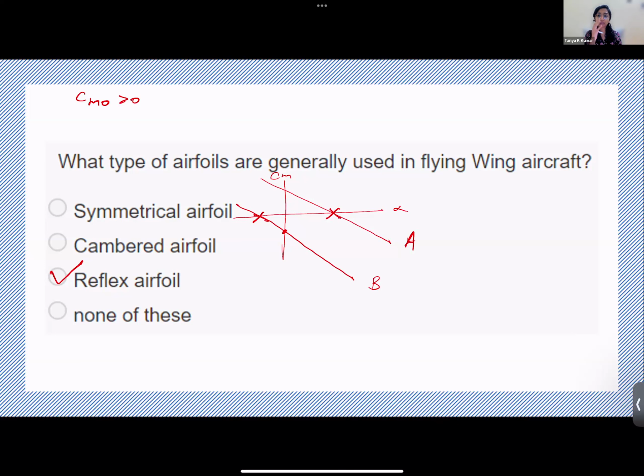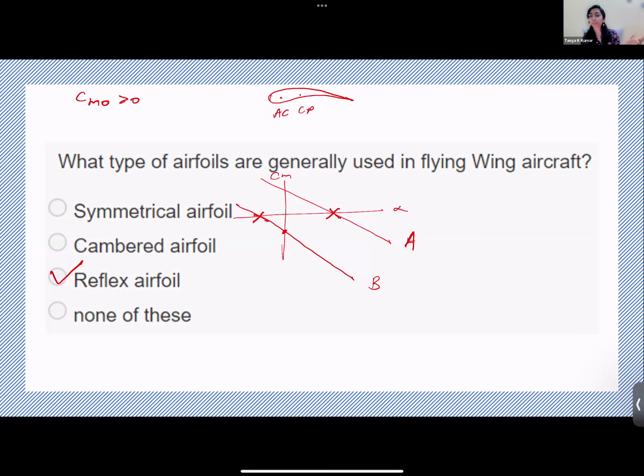So for a reflex airfoil, the Cm, that is the pitching moment at AC, is either equal to 0 or greater than 0. If it's a positively cambered airfoil, this is your AC, this is your CP. What was CP? Center of pressure, right? So it's where the forces are generated.